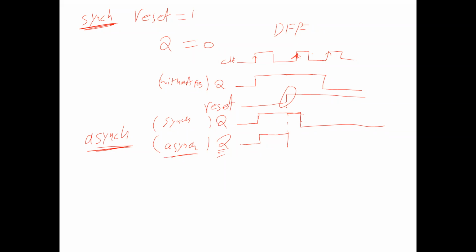Asynchronous means not synchronized with the clock. I don't care where we are in this cycle. If I put my reset at 1, Q will go to 0. Okay, so this is synchronous reset and this is asynchronous reset. It's important to understand the difference between these two.